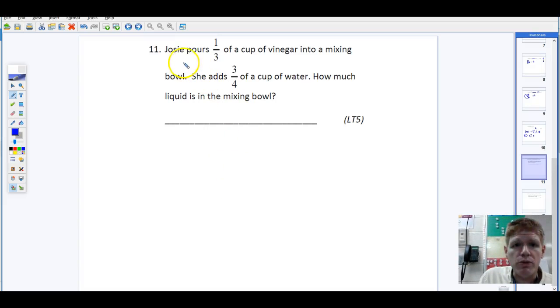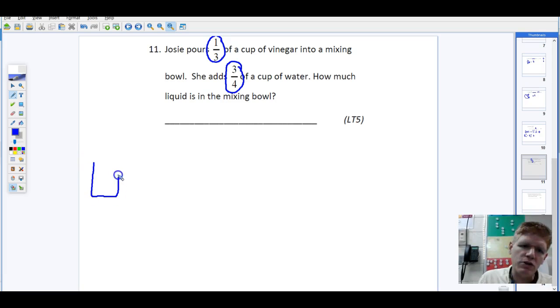And number 11 is a word problem we have to solve. Josie pours 1/3 of a cup of vinegar into a mixing bowl. She adds 3/4 of a cup of water. How much liquid is in the bowl? So here's our bowl. She first puts in 1/3 of a cup, and then she puts in 3/4 of a cup. How much does she have?